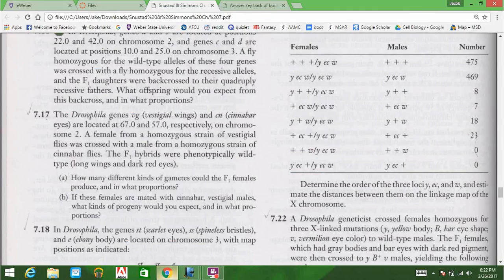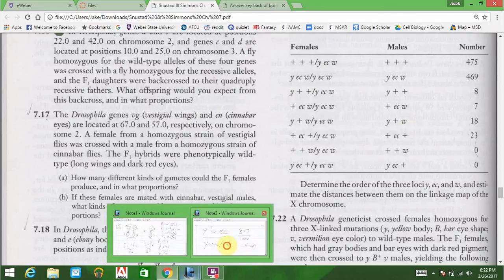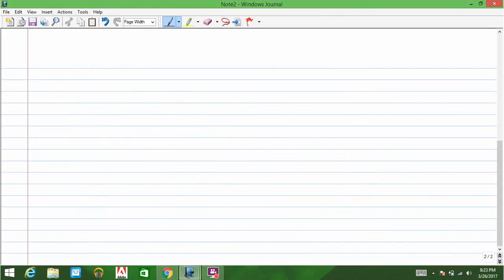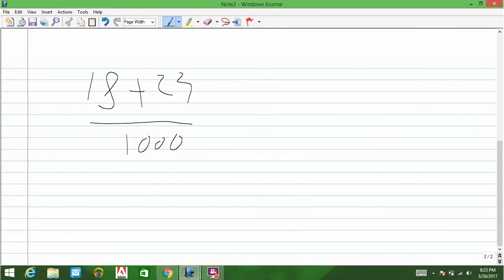Then just do the same thing between w and ec. That's going to be right here, so that's 18 and 23. We can rewrite that as 18 plus 23 over 1,000. That's going to give you 41 over 1,000, which is 4.1 centimorgans.